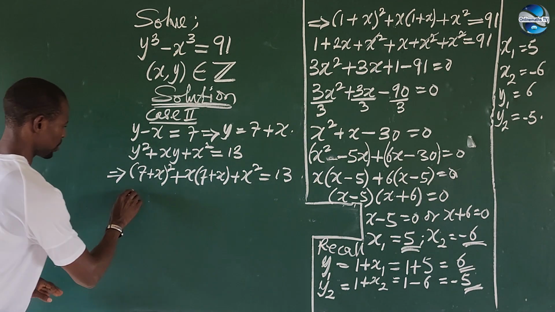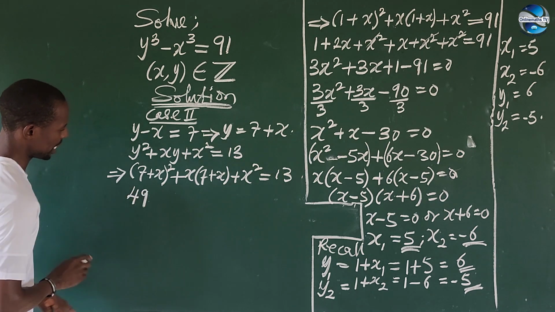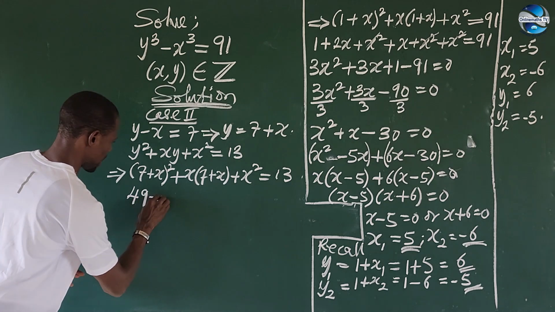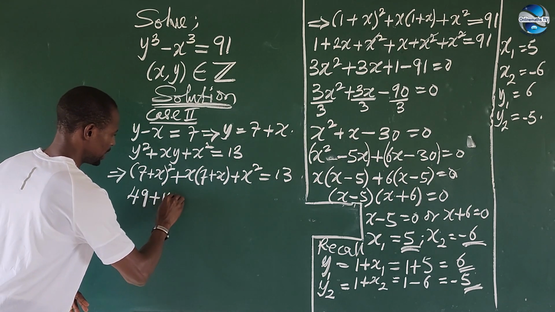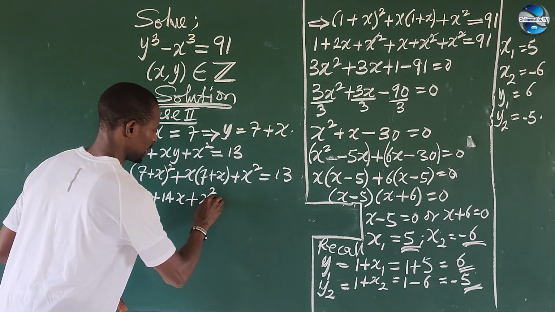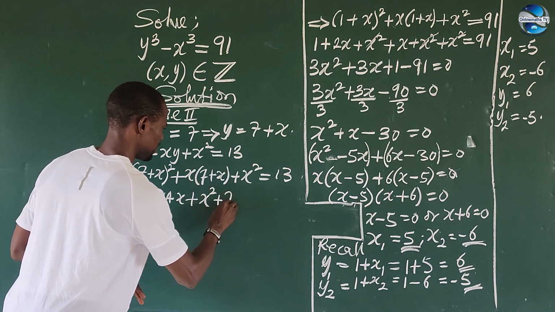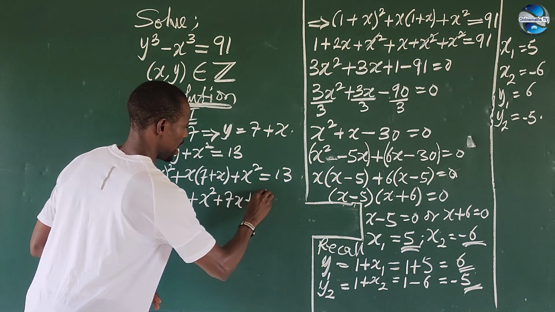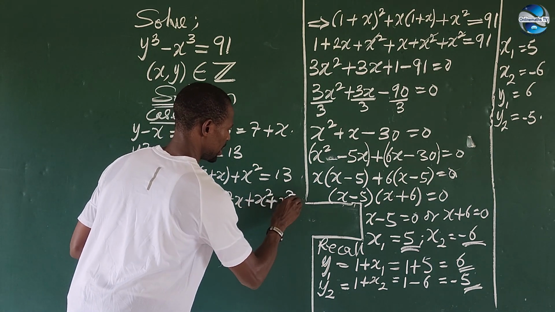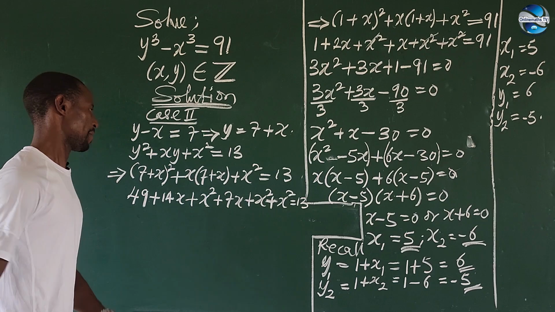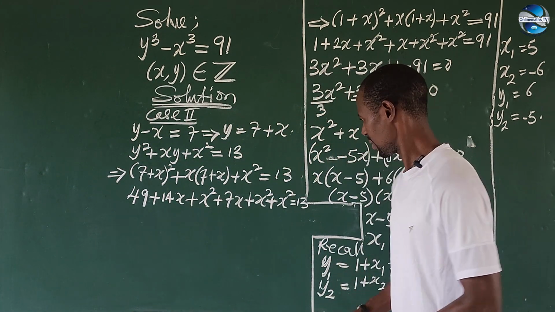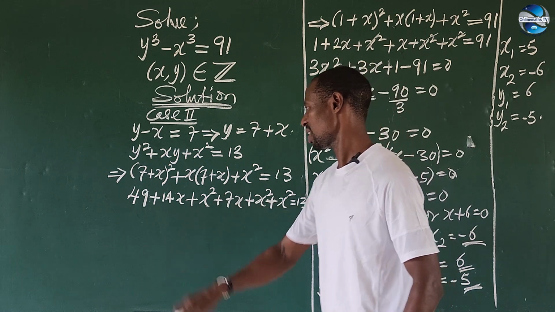So if we expand this, this is going to give us 49, right? Then you're going to have 7x times 2 to give us plus 14x, then plus x squared, then plus 7x plus x squared, then plus x squared equal to 13. Okay, so we can add all the terms that have x squared together here now. So we have 1, 2, 3 of them.